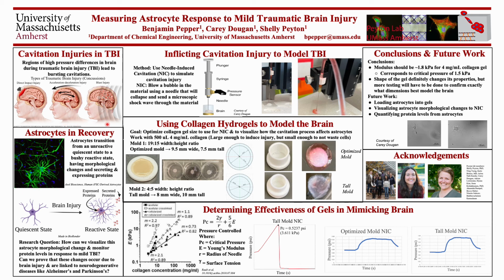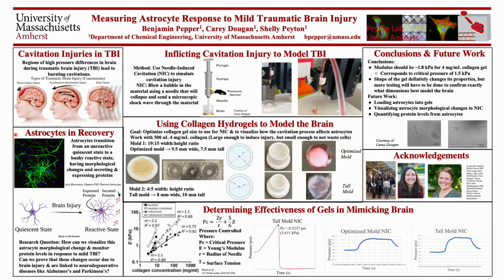In our last type of TBI, blast injury, a shock wave, such as from a bomb, goes through the brain and leaves lots of cavitation bubbles. Cavitations are also seen in the other types of TBIs, illustrated here in these red areas on the figure. They form when there are regions of high pressure differences in the brain, and when this pressure gets to be too high, the bubbles burst and they cause brain damage.